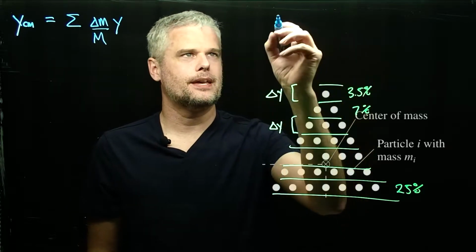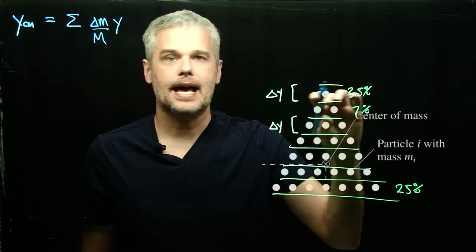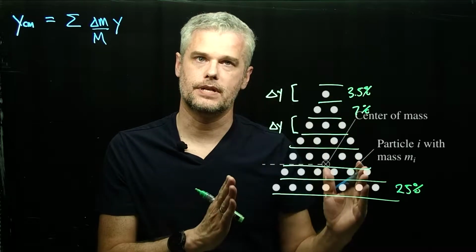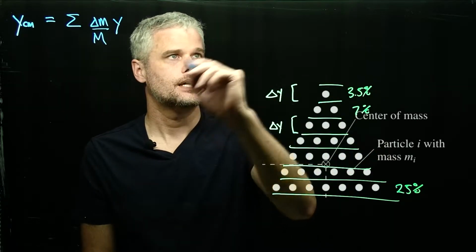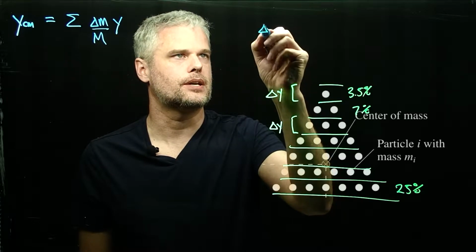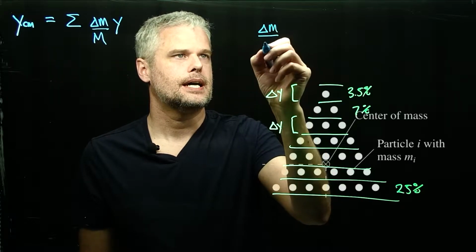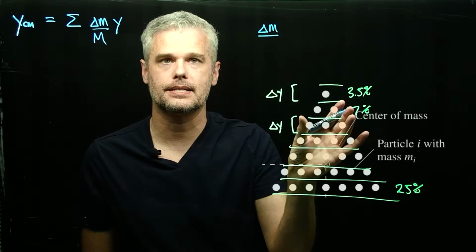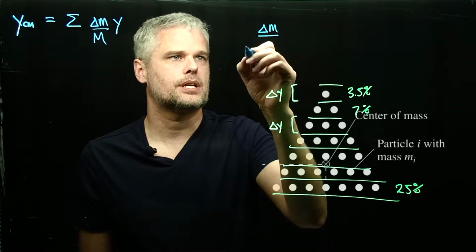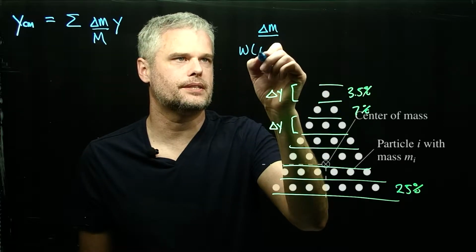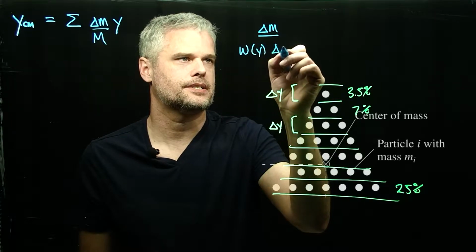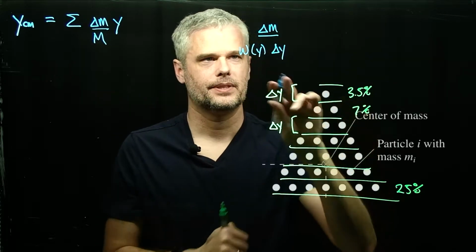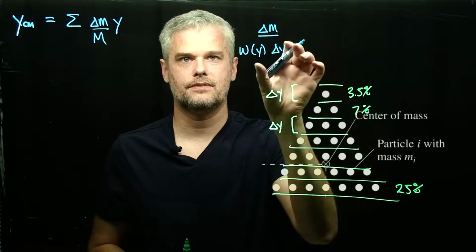Now, I think that each slice has the same thickness, delta y. That's not changing, but what's changing is the width of each slice, the area of each slice. However, there is a relationship here with the mass of each slice. What if I take the mass of a slice and I divide it by the area of that slice? Suppose I write the area as the width of that slice times the height, delta y. Is that okay? Is that the area of a slice, the width times the height?